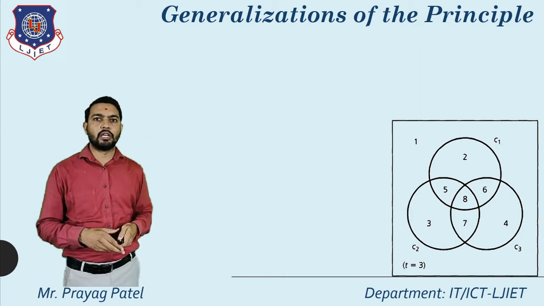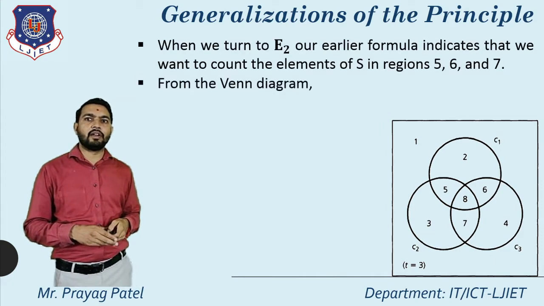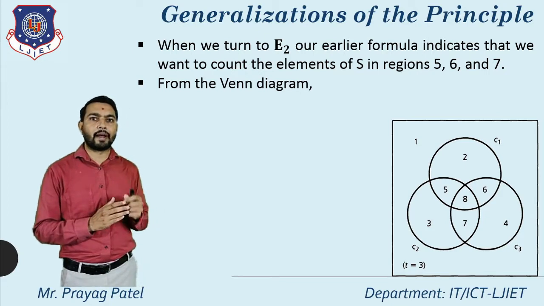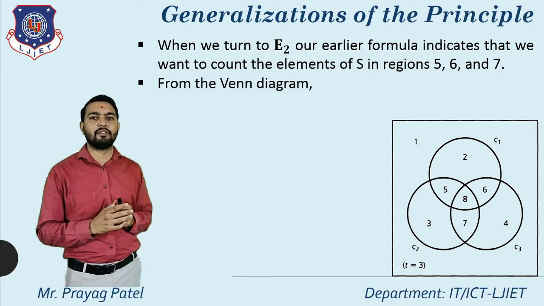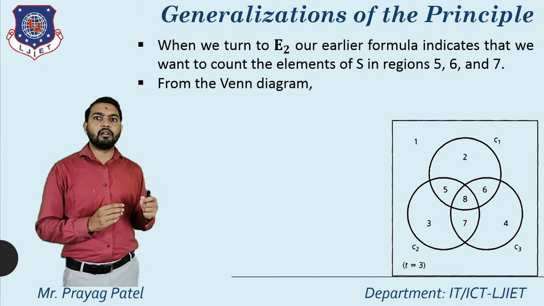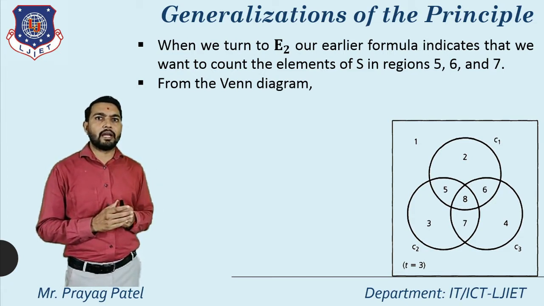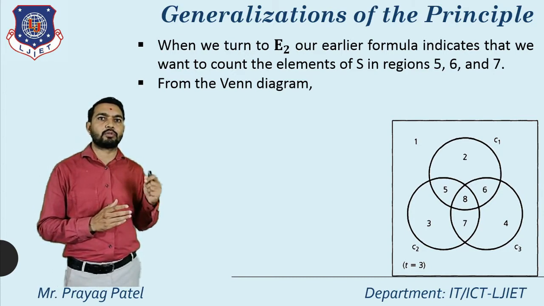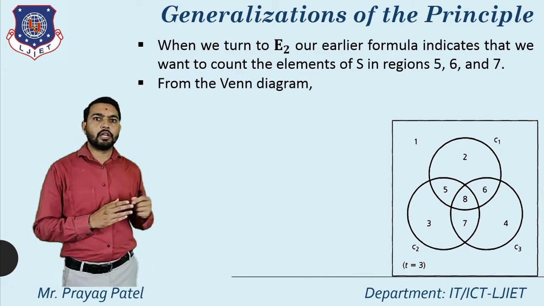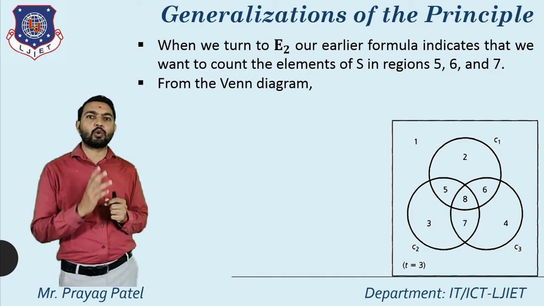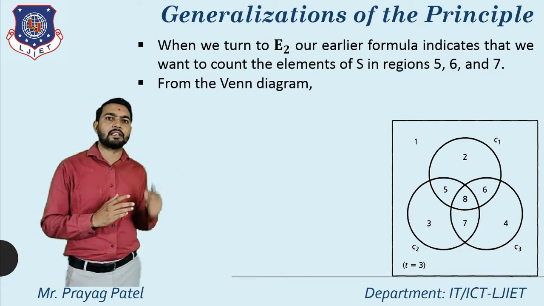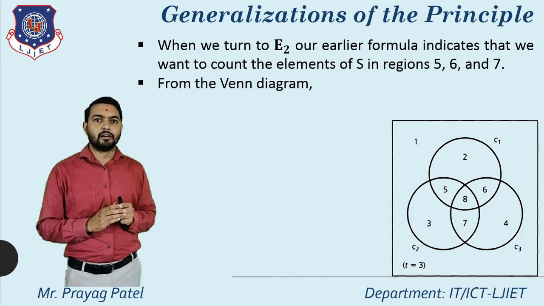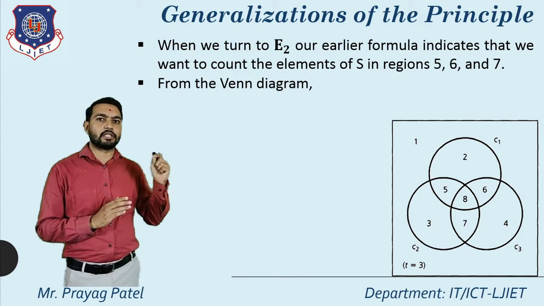Now see here. In this example we also find E2. E2 means we have to find exactly two conditions satisfied. So when we turn to E2, our earlier formula indicates that we want to count the elements of S in regions 5, 6 and 7. So here we can say the common elements are those where exactly two conditions are satisfied. That means the common elements of C1 and C2 are 5 and 8, but 8 is common for all three. But only 5 is common for C1 and C2.